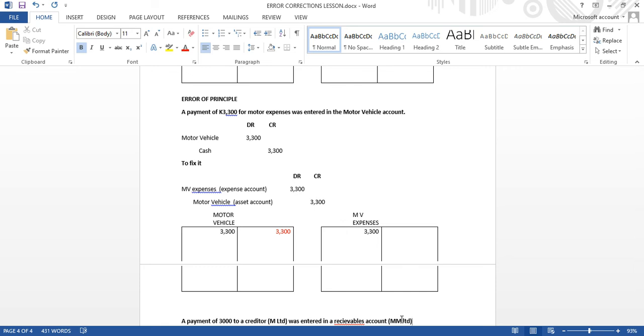Let's discuss this one. We're paying a creditor, someone we owe, who is a payable. So what is the correct journal entry supposed to be for this? When you're paying a payable, what happens? Which two accounts are involved? Which account is increasing and decreasing?